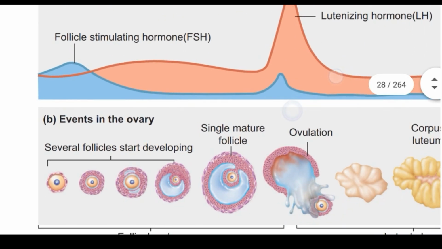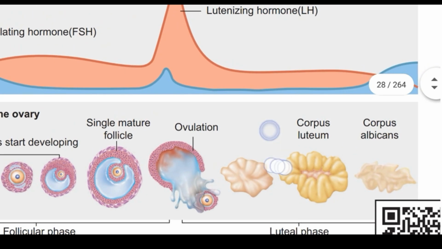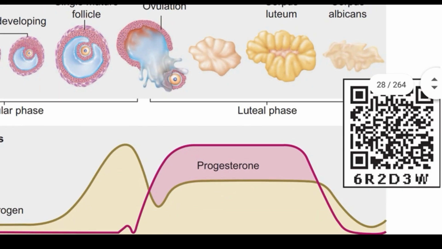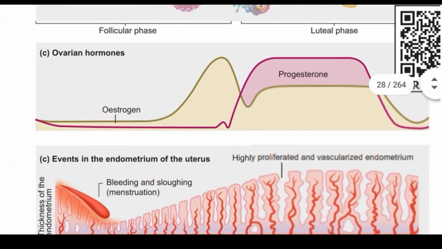The second one is events in the ovaries. Some of the follicles develop, and on the 14th day the secondary oocyte is released, and the follicle becomes corpus albicans. That is the second stage. We call these 4 stages the menstrual cycle. What will happen in the second stage?